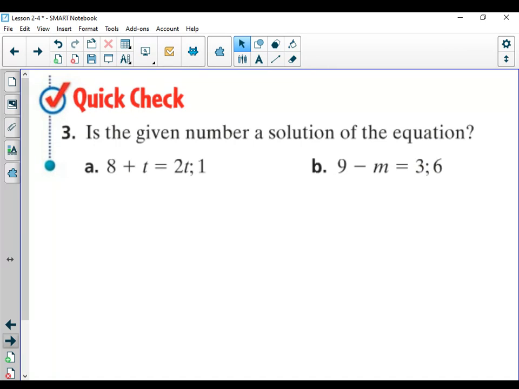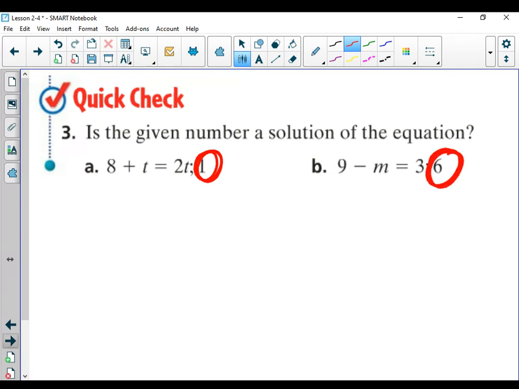The last two put the variable number in a very weird spot. I don't blame you for thinking that's confusing. So this number after the semicolon, that's not part of the equation. They're basically asking you to test that number in the spot of the variable.